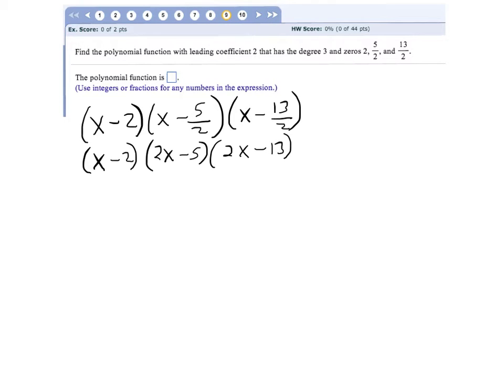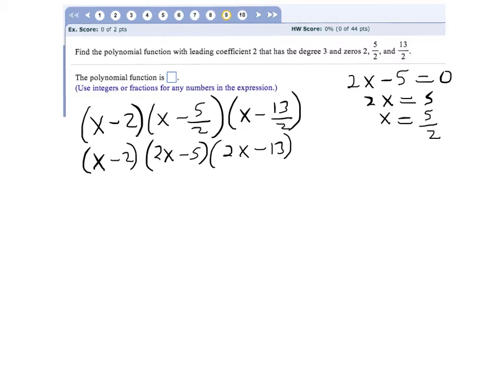To verify that these are the factors, I'm going to show you how I can take one of these factors, 2x minus 5 for example, and set it equal to 0, and I could solve for x by adding 5 and dividing by 2, and my 0 is 5 halves. So that proves that 2x minus 5 is really a factor.